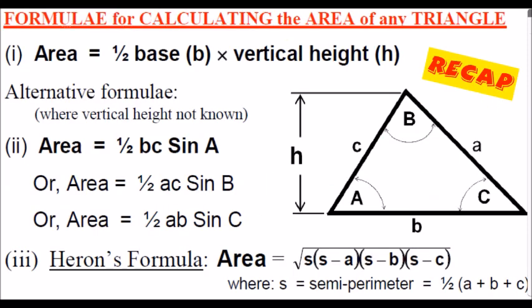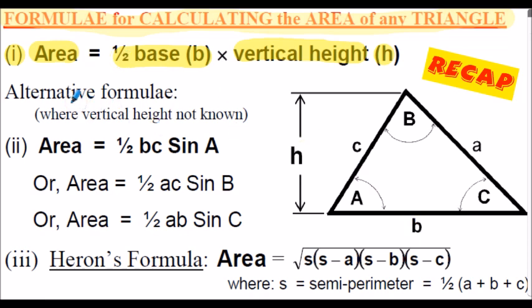And the final recap slide here relates to formulae for calculating areas of a triangle. The first formula shown here is the conventional formula, area is equal to half base, lowercase b, multiplied by the vertical height, or sometimes referred to as the altitude, symbol h. There's b and h on our diagram here.